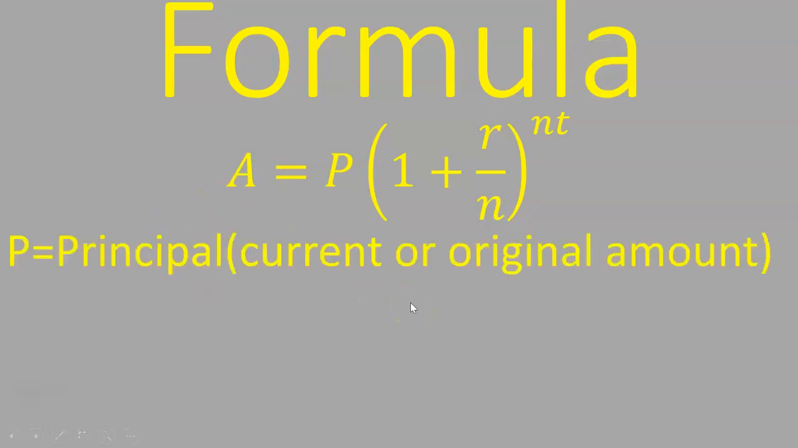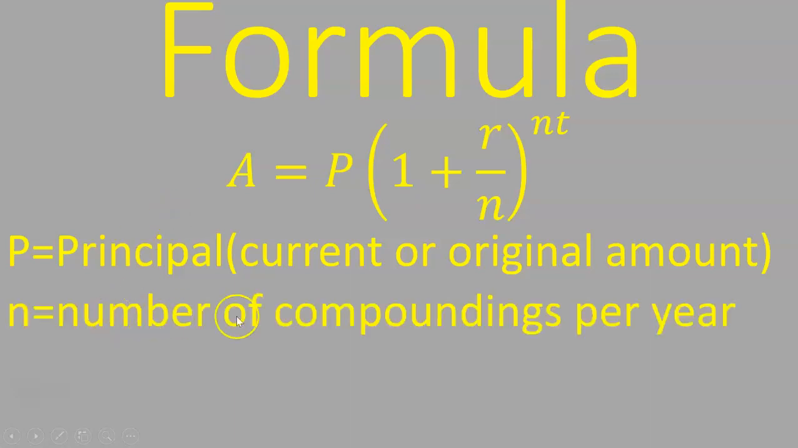P is the principal, which is the original amount. So when you're studying exponentials, you know that whatever's in this position is your starting amount. We just happen to call that principal when we're dealing with interest problems. N is the number of compoundings per year, and we have a table for that in just a moment. R is the rate of interest, which again you want to present as a decimal right here. So for example, if it's 2%, you'll put 0.02 in this position, and T is time.